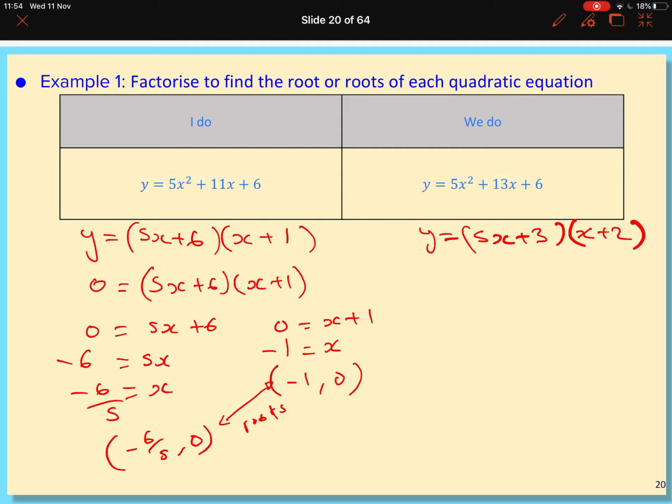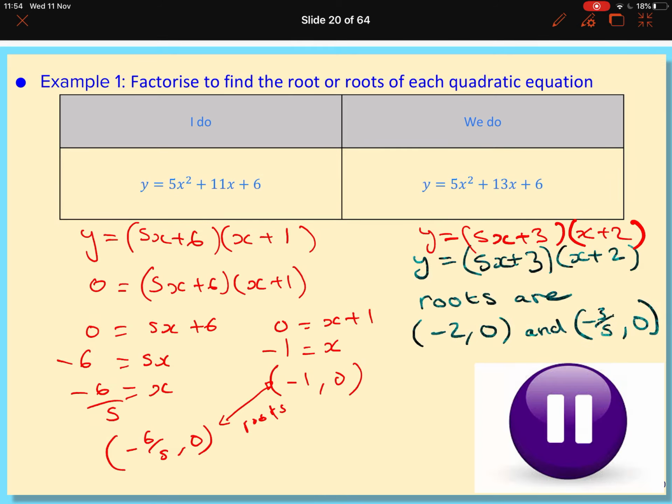Okay, so those are the two roots. These two are the roots. So I want you to pause the video and try out finding the roots for this graph. So obviously we find out what it looks like when it's factorized. So just have a good go at it.